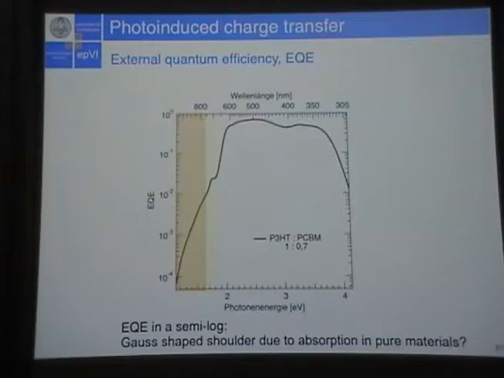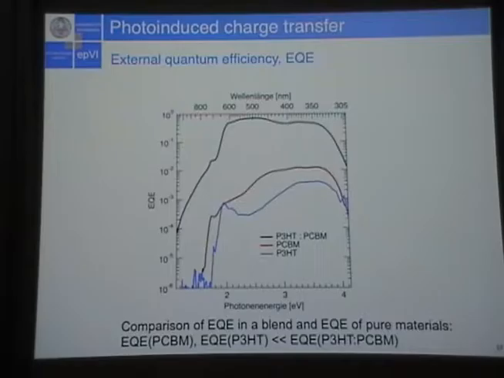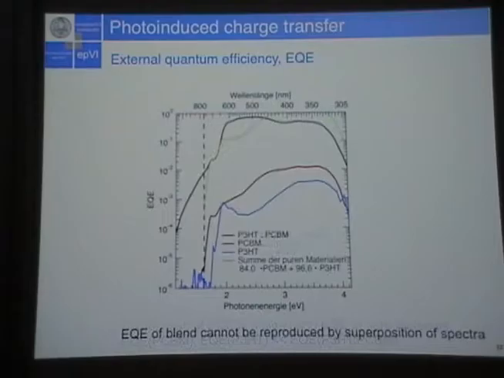where neither polymer nor fullerene absorbs. You can see it here. This is a solar cell, just devices made of polymer and fullerene, not optimized at all, and probably with different thicknesses, of course, but the important thing is this edge here. By combining these two EQE spectra from polymer and fullerene, we cannot reconstruct the PCBM:P3HT solar cell, in particular in the near infrared range. So we are interested in this part.